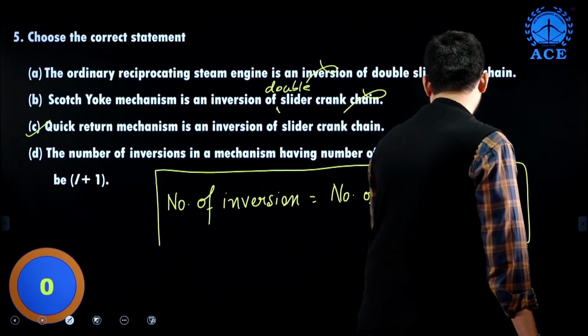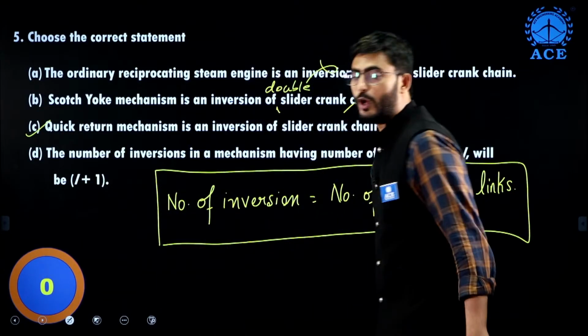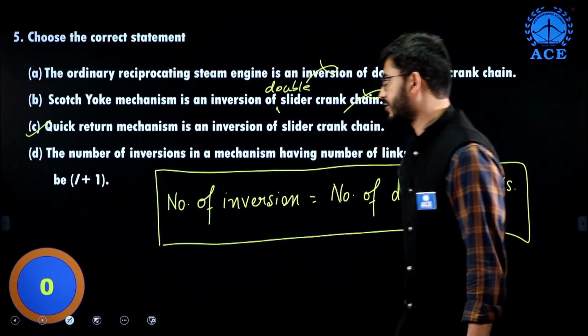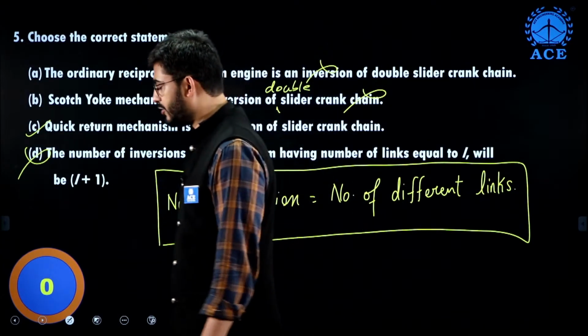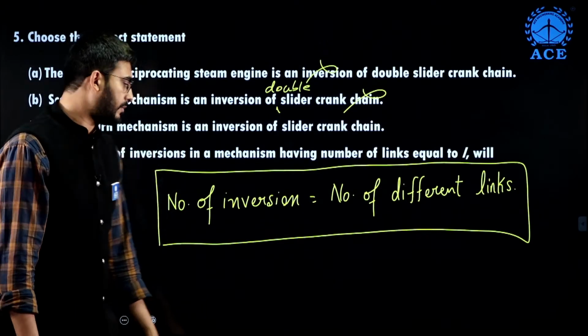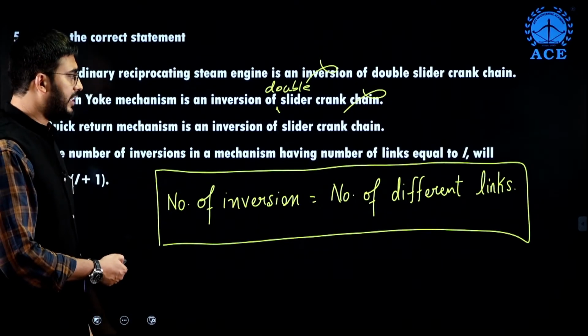So please remember this statement. On the basis of this statement, we decide the number of inversions. So option D is also incorrect. Alright, now let us see the next question.